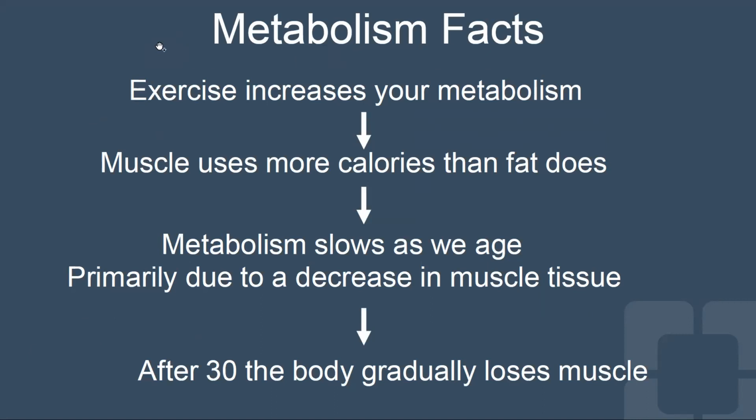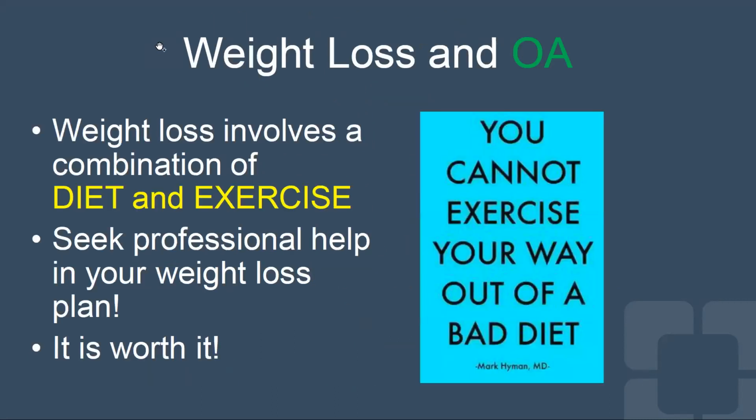So this just talks about metabolism facts. Exercise increases your metabolism. Muscle uses more calories than fat does. Metabolism slows as we age, primarily due to a decrease in muscle tissue. And after 30, the body gradually loses muscle. Weight loss involves a combination of both diet and exercise. So seek professional help in your weight loss plan. If you have any questions about the Cleveland Clinic nutrition, please let me know. And then you cannot exercise your way out of a bad diet. Maybe you can at 15, but I'm 35 and I cannot.